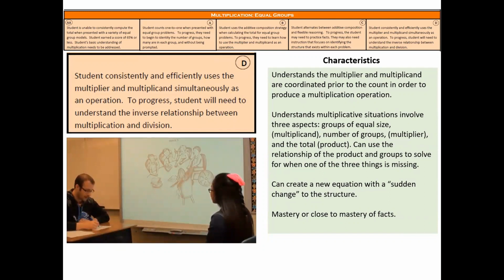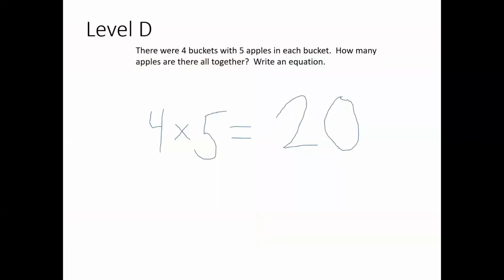They'll create an equation. Understands multiplicative situations of all 3 aspects, okay? They're able to use multiplier, multiplicative, and product, and can use the relationship of the product and groups to solve for one of the things that is missing. So we'll take a look at what level D instruction looks like. They can create a new equation with a sudden change to the structure, and have mastery or close to mastery of facts. So again, for level D, this is how a student would solve it. They'd look at this problem and just use a fact.